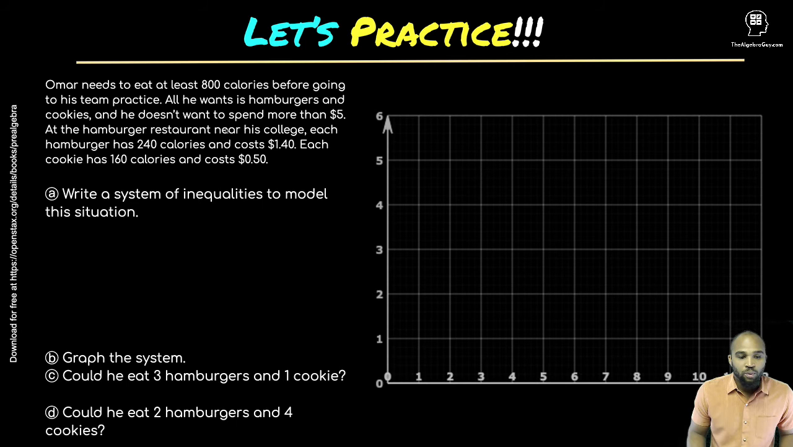All right, let's finish off with a word problem. Omar needs to eat at least 800 calories before going to his team practice. All he wants is hamburgers and cookies. And he doesn't want to spend more than $5.